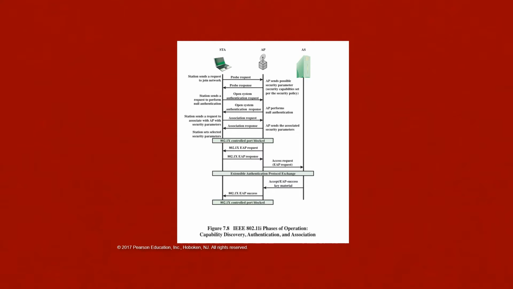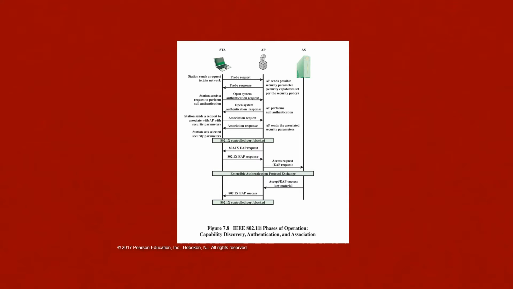Association. The purpose of this stage is to agree on a set of security capabilities to be used. The STA then sends an association request frame to the AP. In this frame, the STA specifies one set of matching capabilities, one authentication and key management suite, one pairwise cipher suite, and one group key cipher suite from among those advertised by the AP. If there is no match in capabilities between the AP and the STA, the AP refuses the association request.